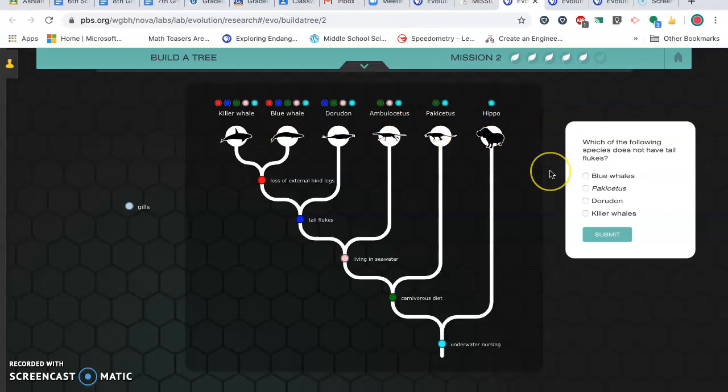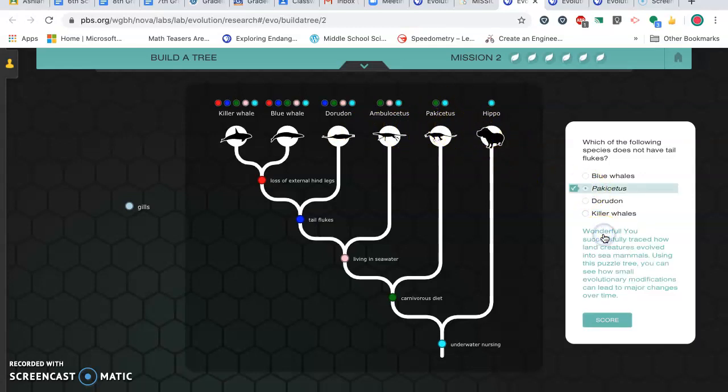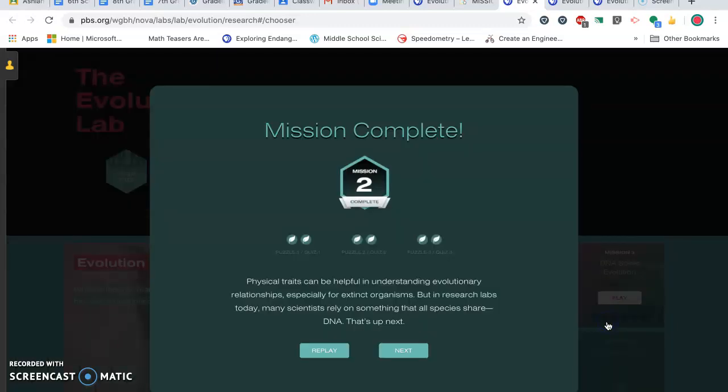All right? And that's the point of this phylogenetic tree, to show that the hippopotamus and the killer whale and the blue whale share a common ancestor. And that is different from fish. All right, which of the following species does not have tail flukes? Well, tail flukes are right here. So anyone that has a blue dot has tail flukes. So the killer whale has tail flukes, the blue whale, the Dorudon, and so it'd be this Ambulocetus, as well as the Pakicetus and the hippo. So we'll choose this guy. That's correct, and you're done. So now you are complete.